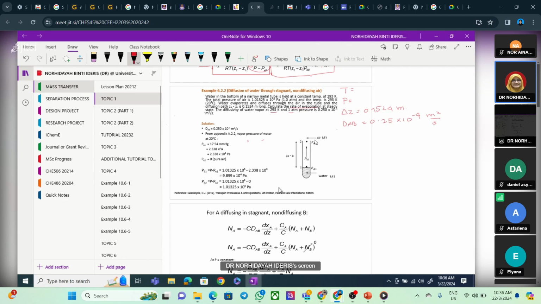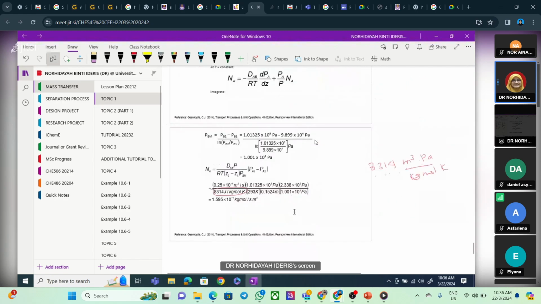Okay. Alright, so dalam case ni, first we just need to detect dulu, okay, this case talking about which cases? Is it talking about the equimolar counter diffusion, through stagnant and diffusing air, or varying cross-sectional area? Only then can we select what types of equation that we're going to use, okay? So dalam case ni kita nak guna equation yang ni, alright, this one.